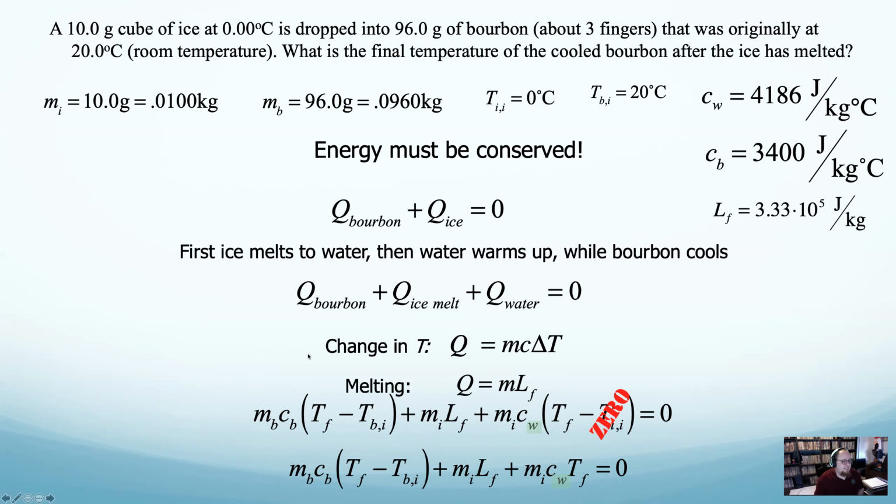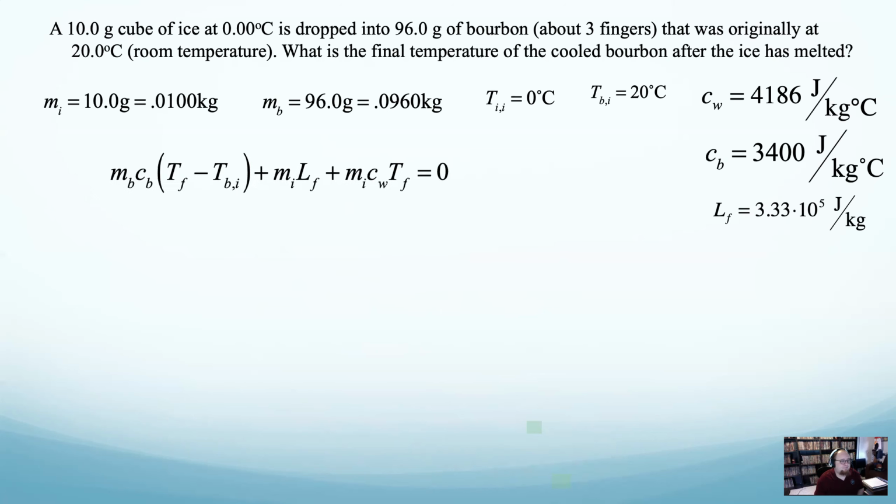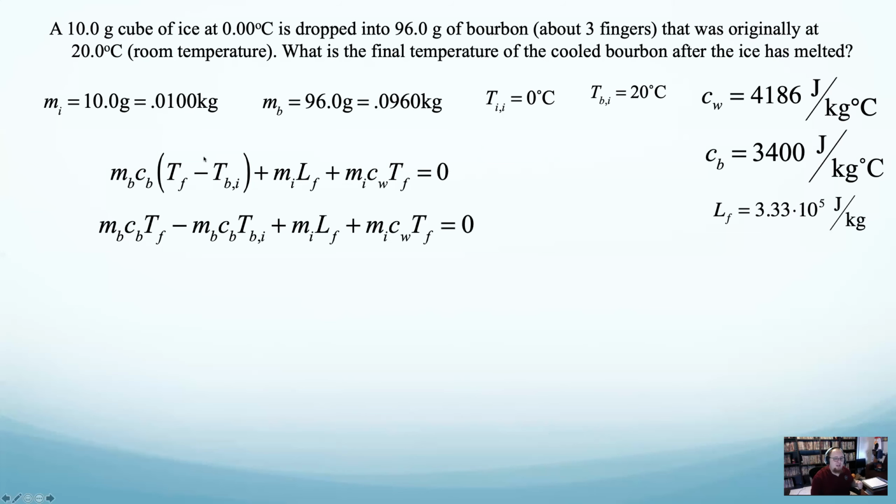So we'll take all this, put it aside, and say, okay, I want to solve for T final. But I have the same issue I did last time. I have 2 T finals. And so just like last time, I'm going to have to factor this out. I'll take my side with the parentheses and factor through. That MB CB (T final minus TBI), I'll factor to be MB CB T final minus MB CB TB initial.